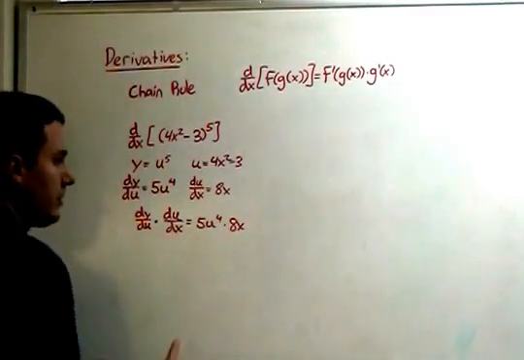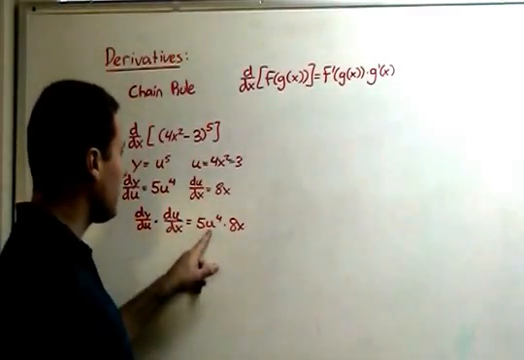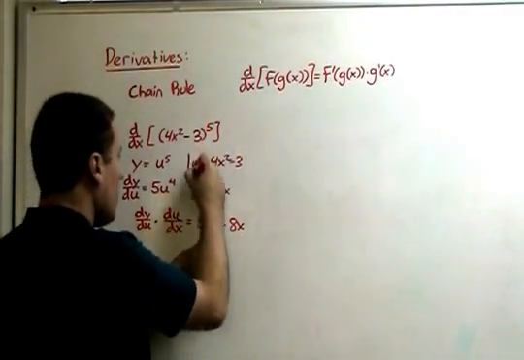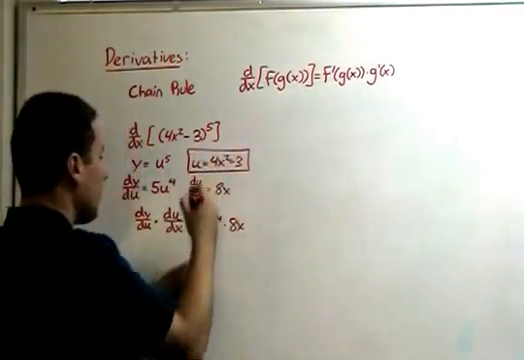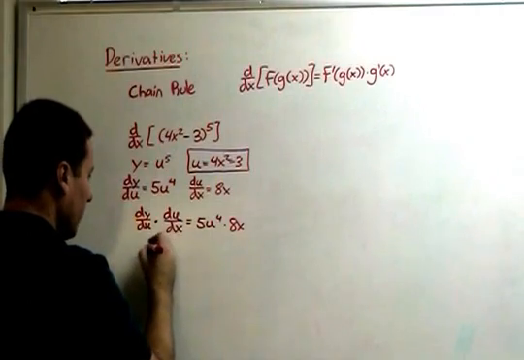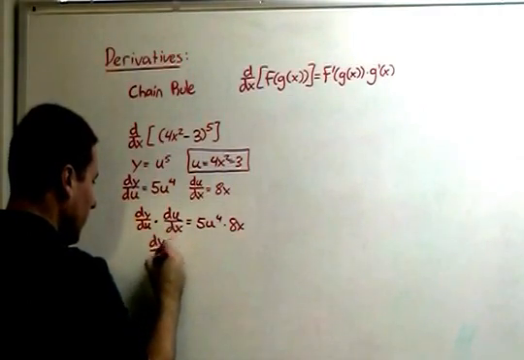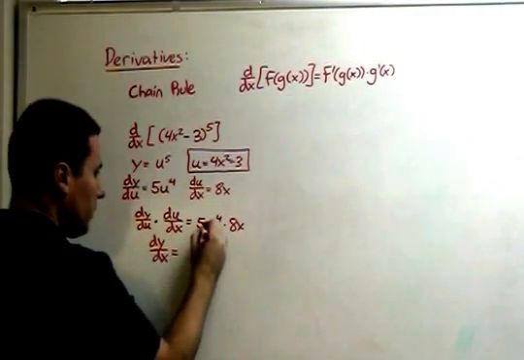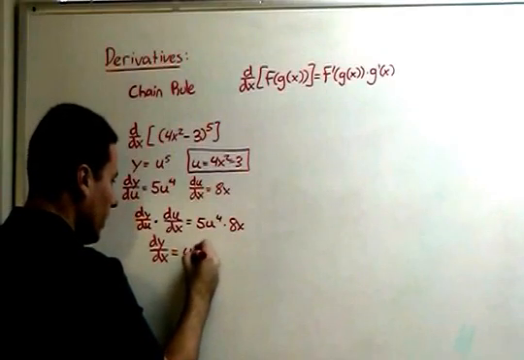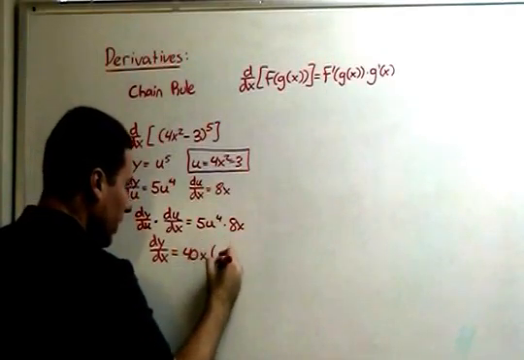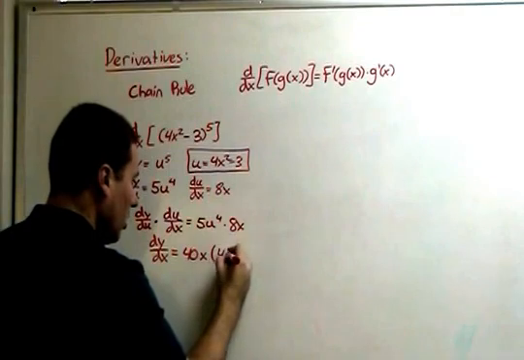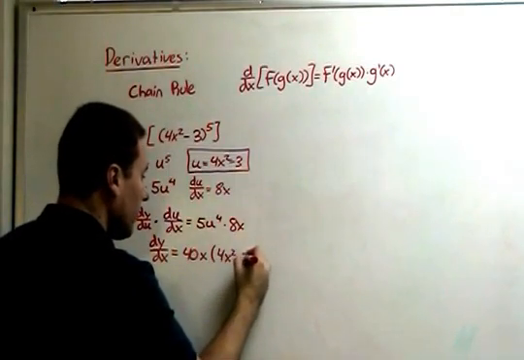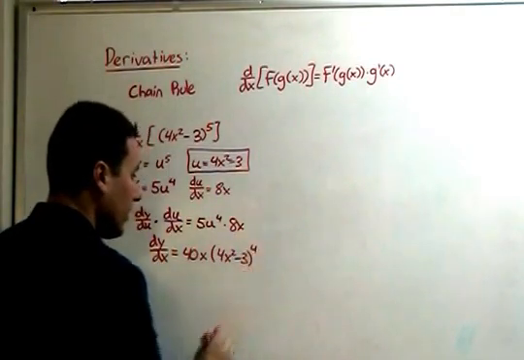Now, I need an answer in terms of x's, so I need to get rid of this u. Well, I've already created an equation for u. So my answer is going to be dy dx equals 5 times 8, which is 40, then the x, then the u, (4x squared minus 3) to the fourth.